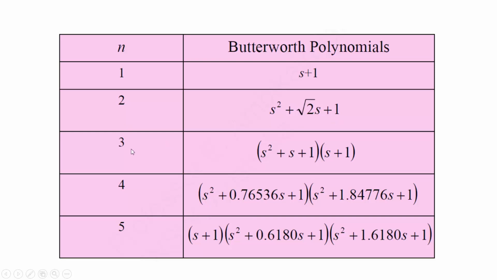Already derived. N is equal to 3. This is the Butterworth polynomial. So 1 over this polynomial will give me the transfer function directly. We can use this table also. Similarly, for order 4 and order 5, we have the Butterworth polynomials. The procedure remains the same for the calculation of the transfer functions and finally the Butterworth polynomials. Okay.